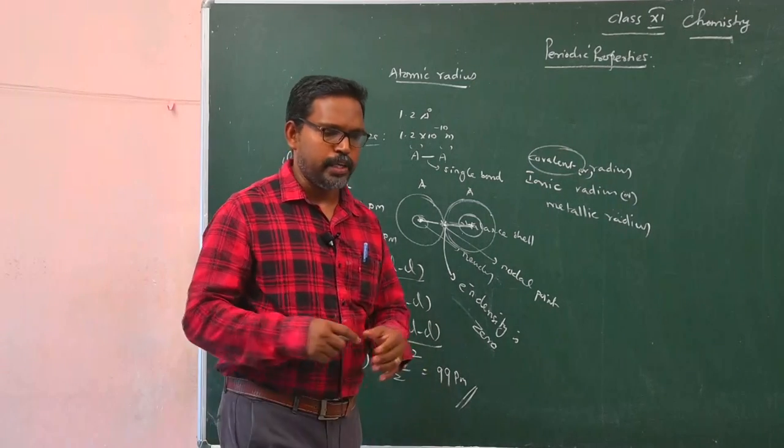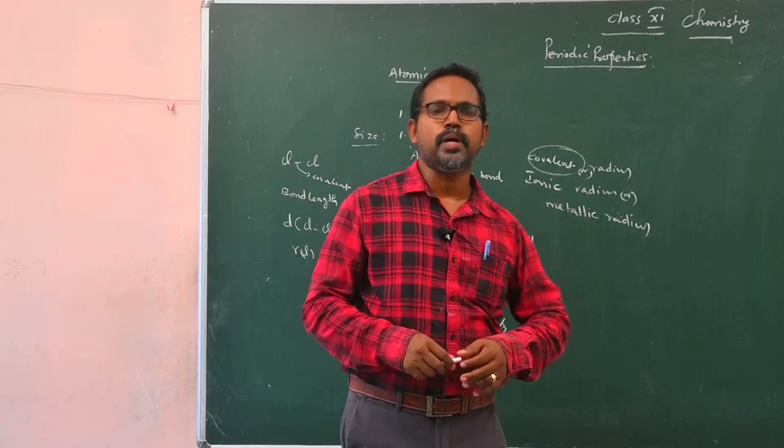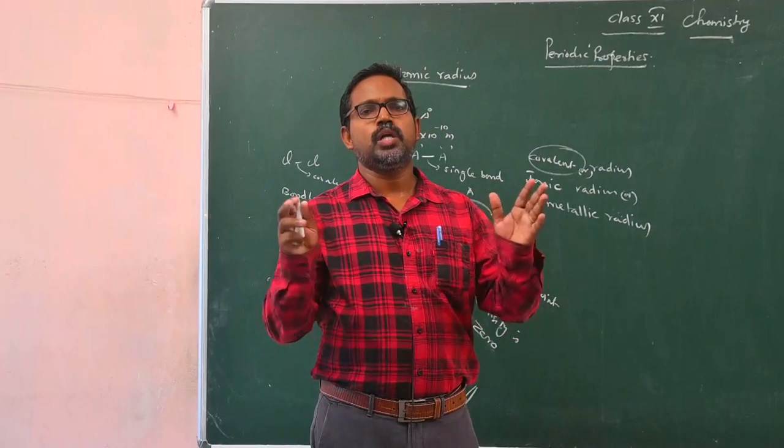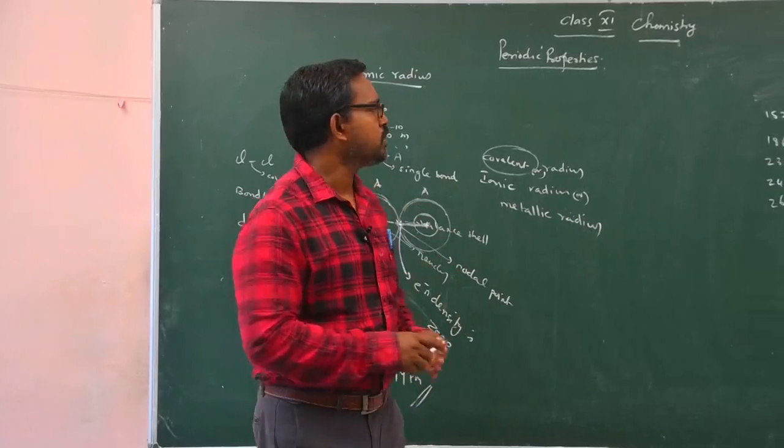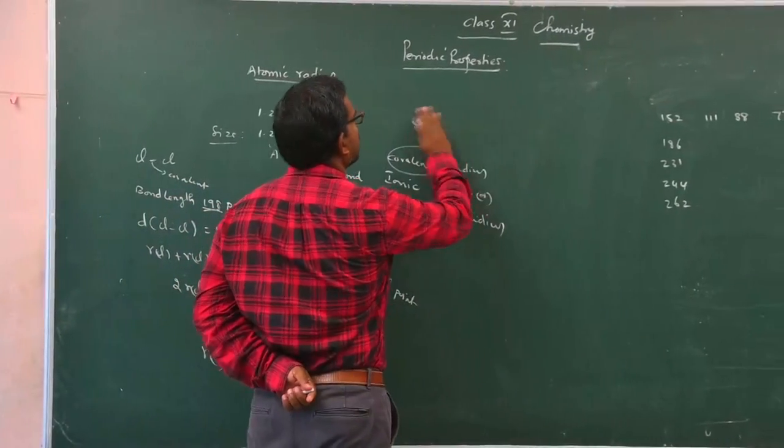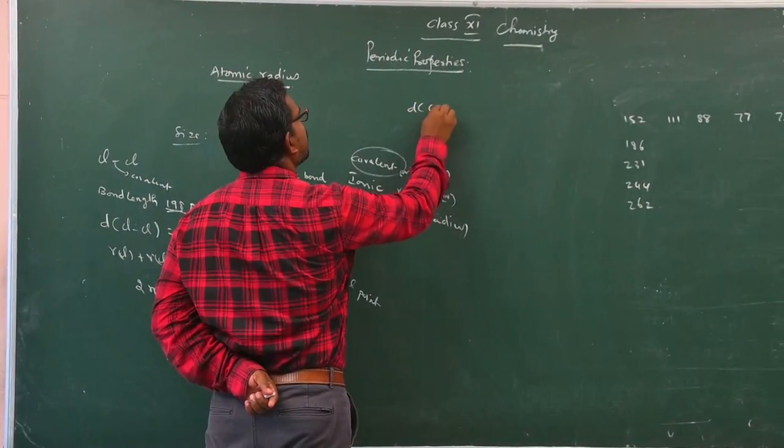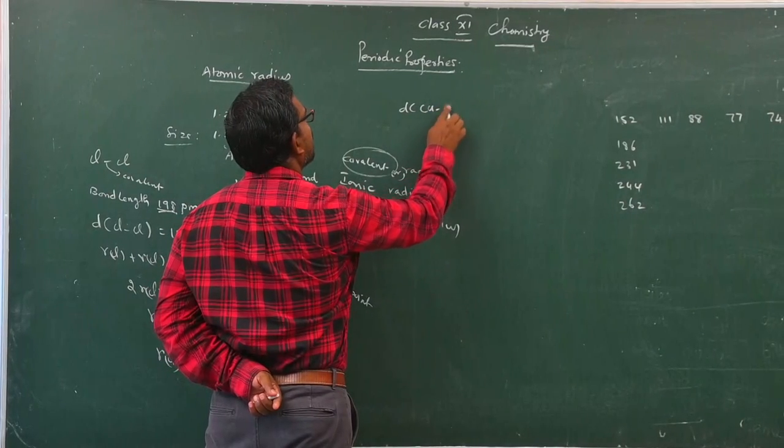Suppose copper atom. Let us consider the copper atom. The copper atoms are united together, and this is the internuclear distance of the copper single bond.